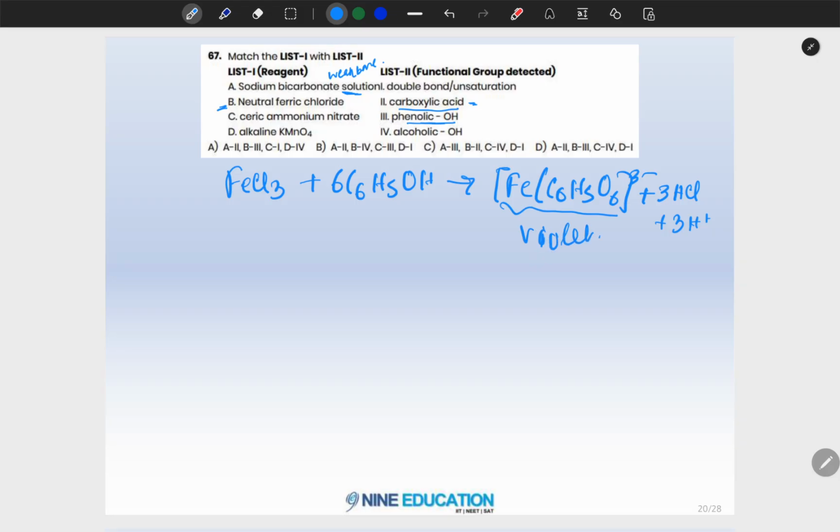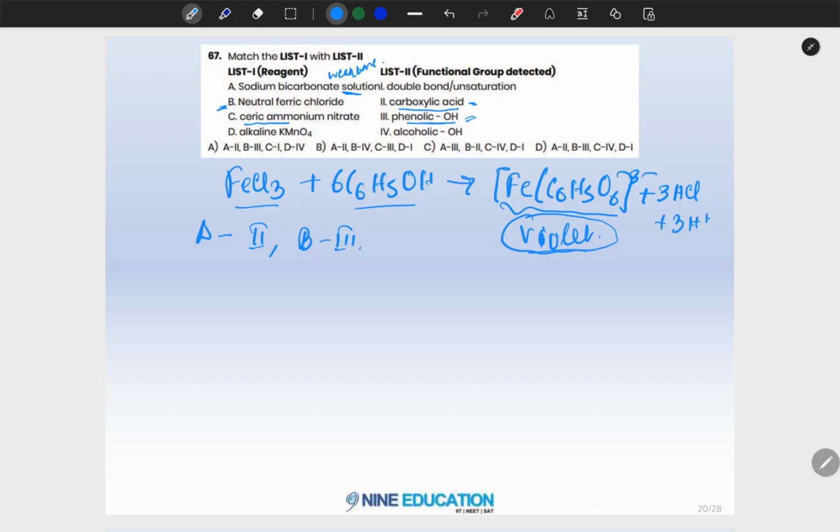So when we are reacting FeCl3 with phenol, we are getting this violet color complex, and with the help of this complex we can easily determine whether phenolic group is present or not. So neutral ferric chloride is basically used for detection of the phenolic OH group. So A is matching with option 2, B is matching with option 3.